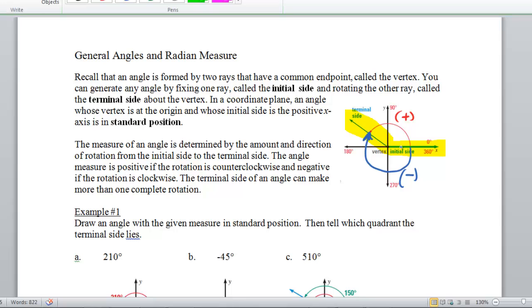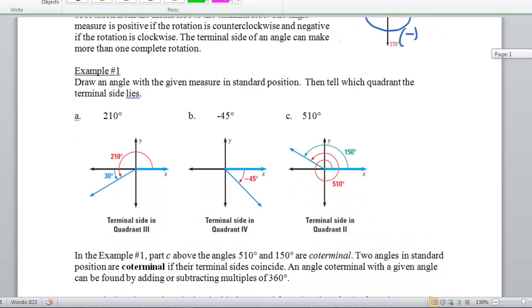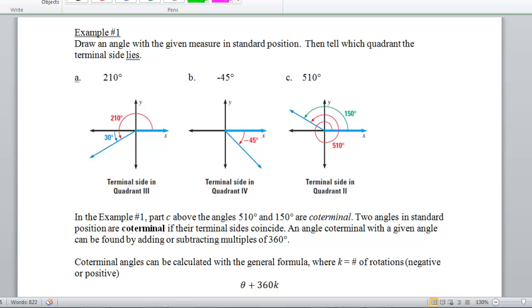So if you look at example 1, we ask you to draw a handful of angles, and you can see that 210 is 180 degrees plus another 30 to get the 210, so the initial side started in the standard position, and then the terminal side is down here in quadrant 3.